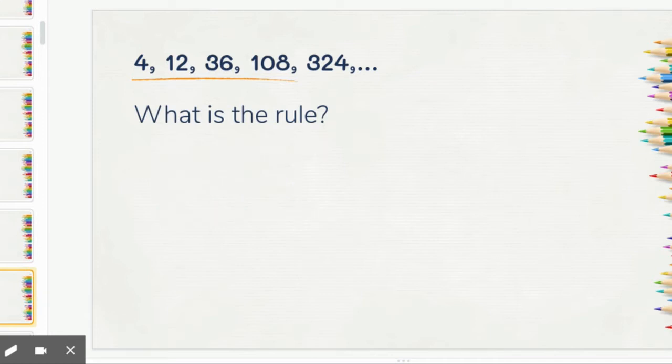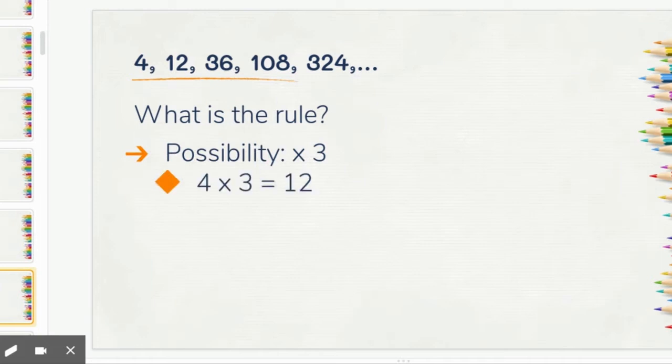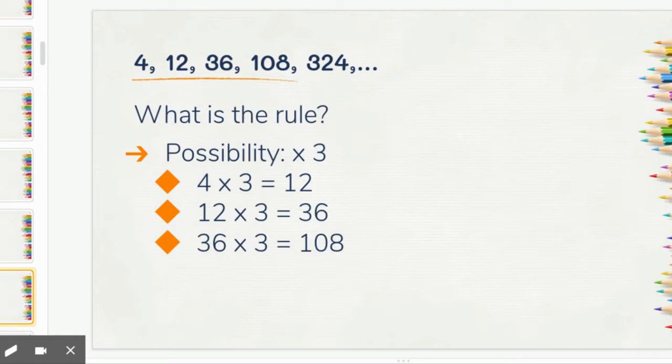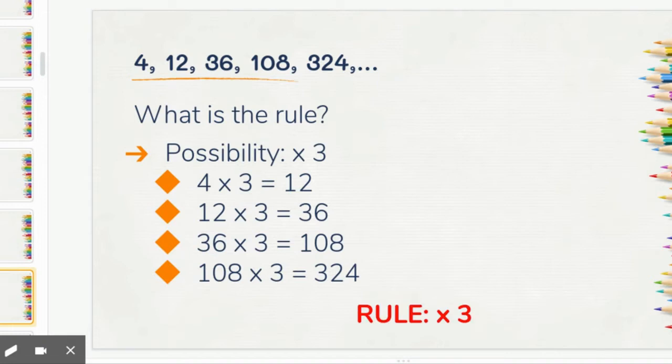So let's look at another possibility. What else can I do to 4 to get 12? Well, I know I can multiply by 3. So 4 times 3 is 12. Well, what's 12 times 3? 12 times 3 is 36. 36 times 3, and luckily you'll be using a calculator, on your calculator you'll find is 108. 108 times 3 on your calculator is 324. So it looks like the rule for this pattern is times 3. That just means that you take the number, multiply by 3 to get the next number.